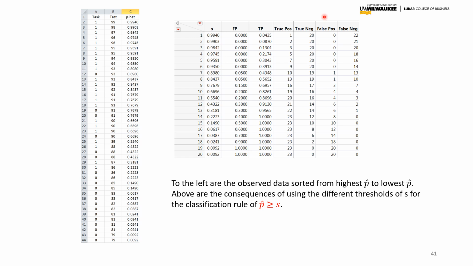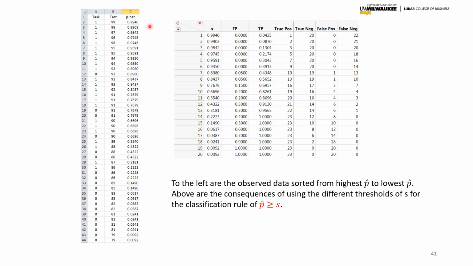If we take the true positive count of 1, out of the 23 ones, we get a true positive rate of 0.0435. If we take the false positive count of 0, out of the 20 zeros or non-successes, we have a false positive rate of 0.